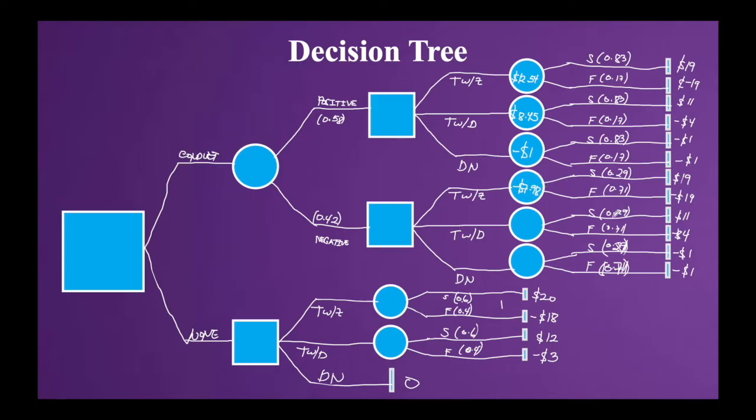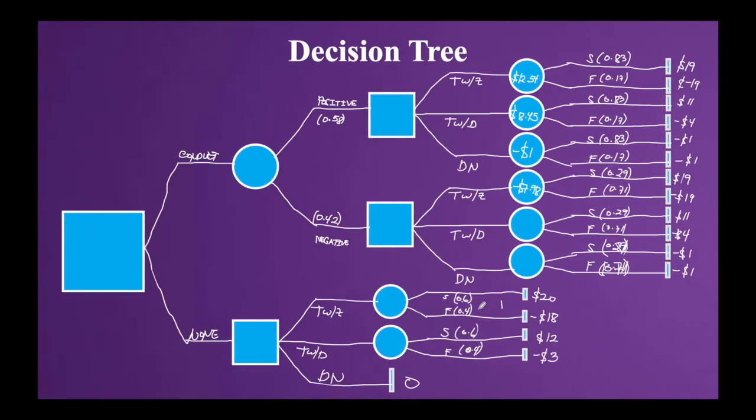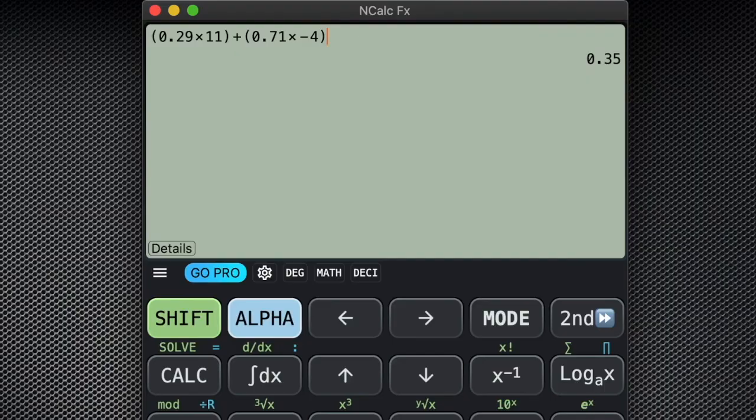So next, let's have 0.29 times 11 plus 0.71 times negative 4. So 0.29 times 11 plus 0.71 times negative 4. Answer is 0.35. So 0.35. So last, we have here under ng negative 0.29 times negative 1 plus 0.71 times negative 1. Answer is negative 1.